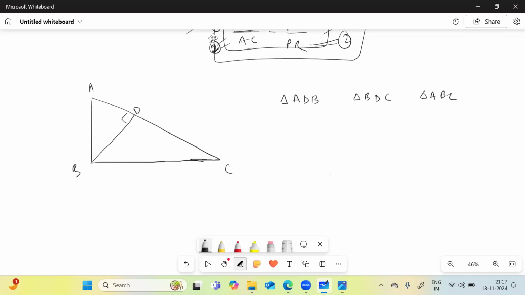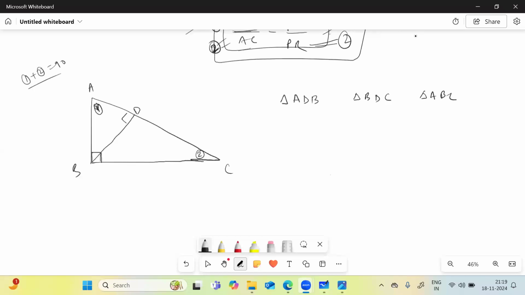Can any one of you prove that all three triangles are similar to each other? All of these three triangles are similar to each other. Someone try this.